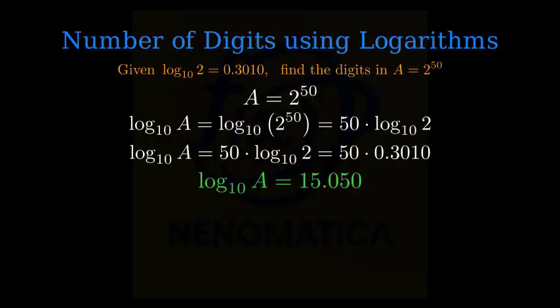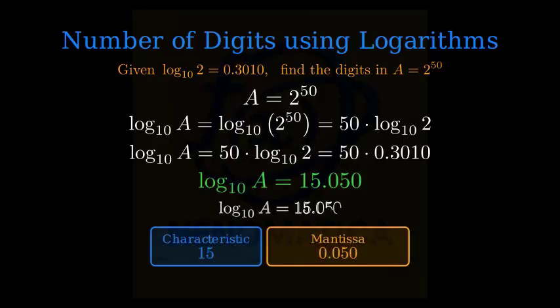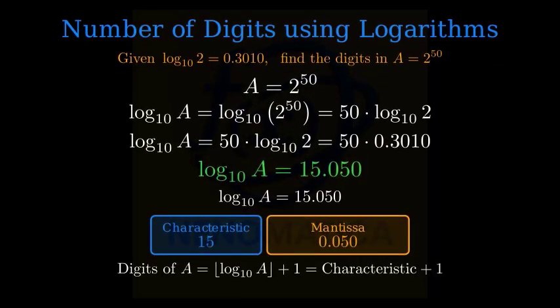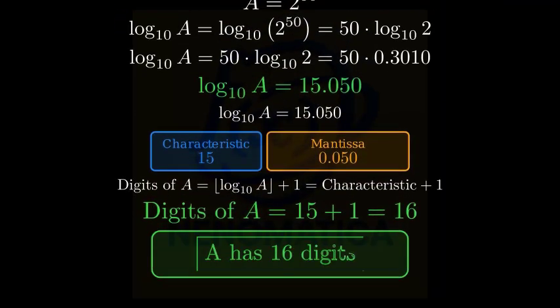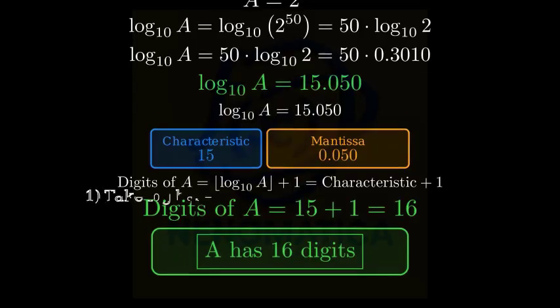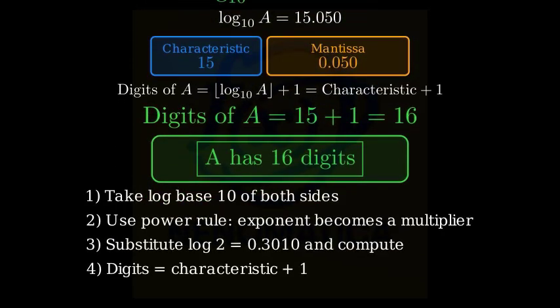A common logarithm splits into 2 parts: the characteristic, the integer part, and the mantissa, the decimal part. Here 15 is the characteristic, and 0.050 is the mantissa. The number of digits of a equals the characteristic plus 1. Apply the rule. The characteristic is 15, so the number of digits equals 15 plus 1, which is 16. Therefore, 2 to the power 50 is a 16-digit number. Recap. 1. Take the logarithm of both sides. 2. Use the power rule. 3. Substitute the given log value. 4. Read the characteristic and add 1 for digits.